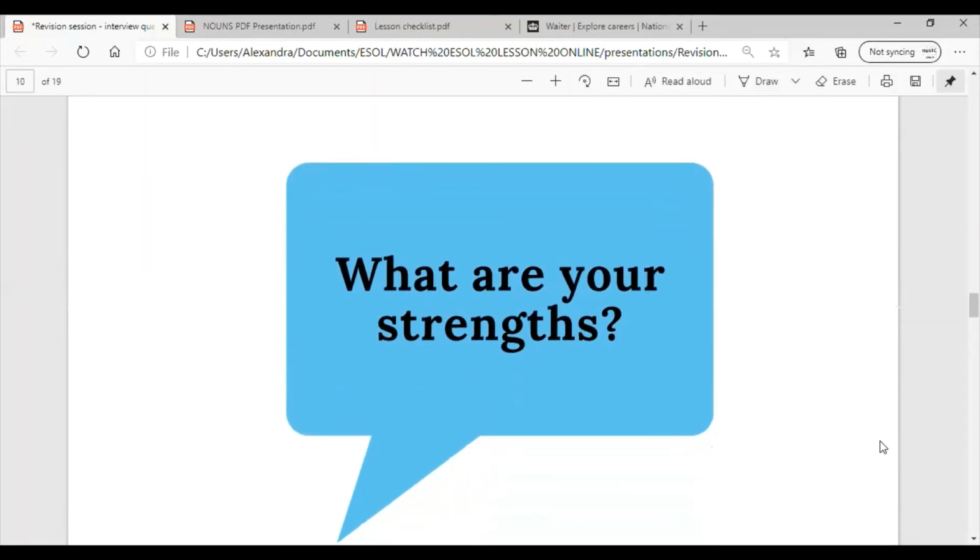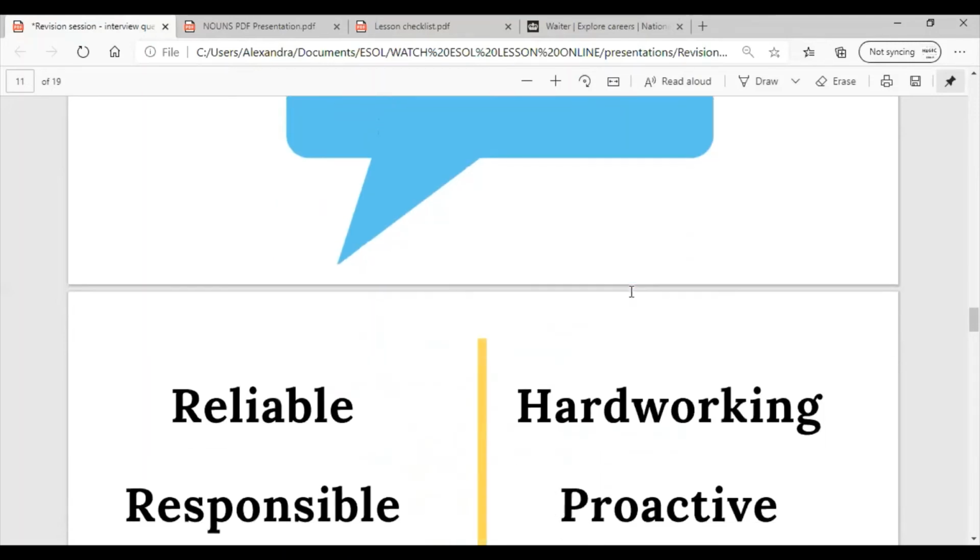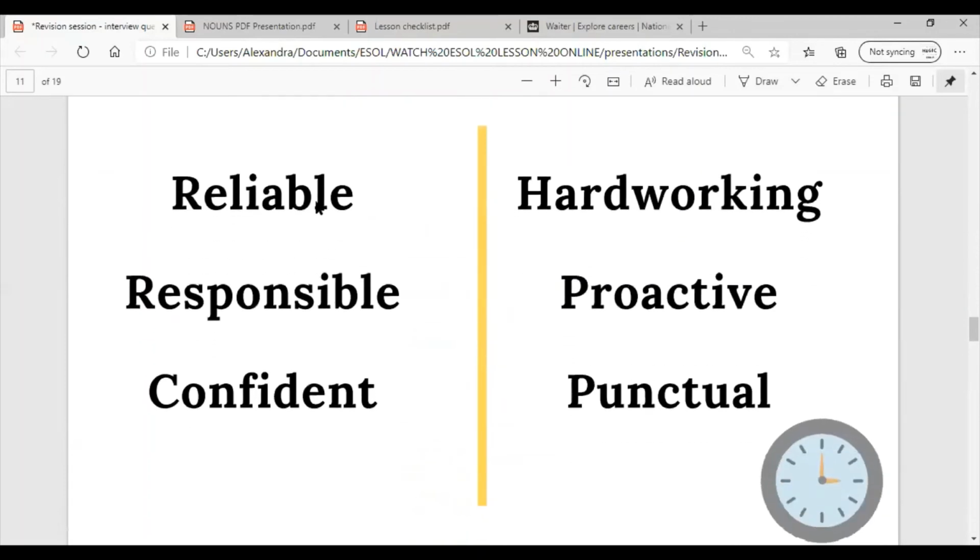So here's another common interview question. You are probably going to be asked what you are good at. So, what are your strengths? Strengths mean what are you good at, what do you have experience of, that sort of thing. You might say that you are a reliable person, so you're always on time, you always do what you're asked, you're always able to be relied upon.